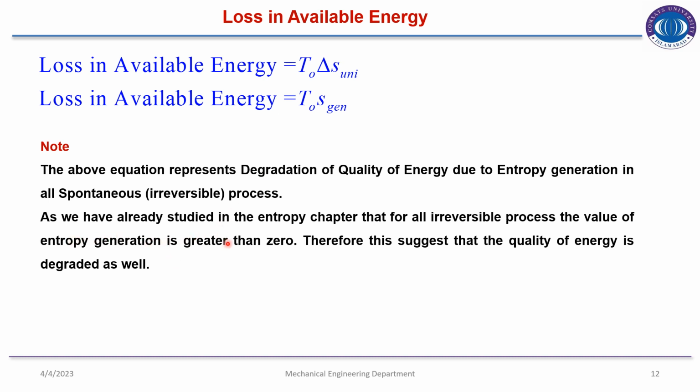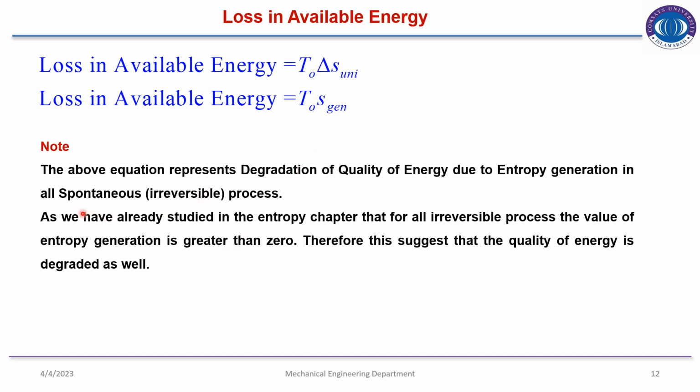So as we have already studied in the entropy chapter, for all irreversible processes, the value of entropy generation is greater than zero. Therefore, this suggests that the quality of energy is degraded as well. In the last chapter, we discussed that for an irreversible process, there is always a term added into the entropy, that is the entropy generation term. Its value is greater than zero for all irreversible processes, and for reversible its value is zero.